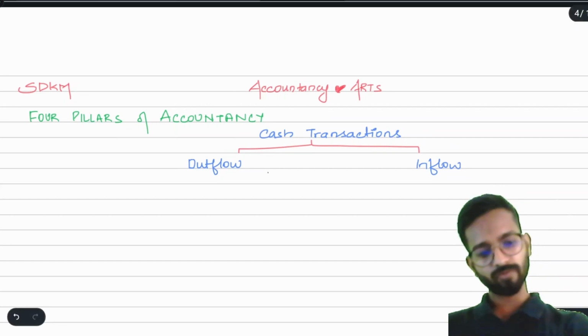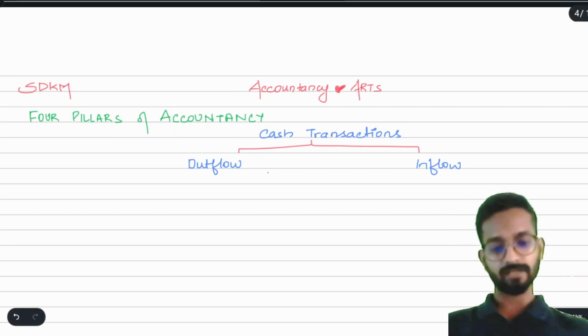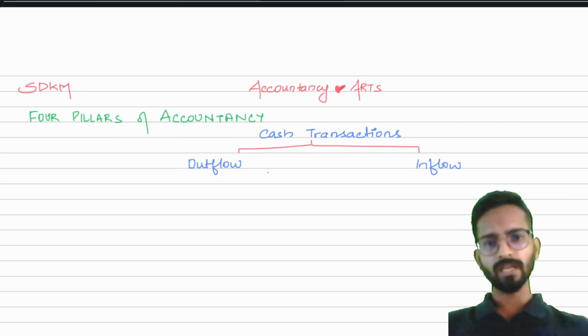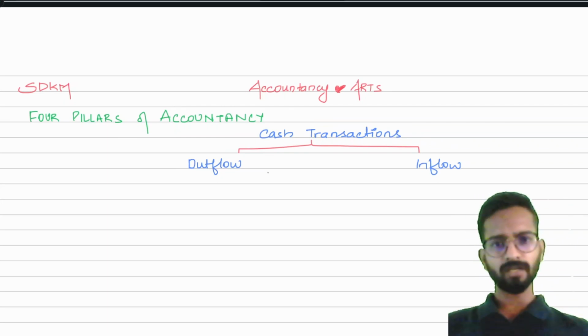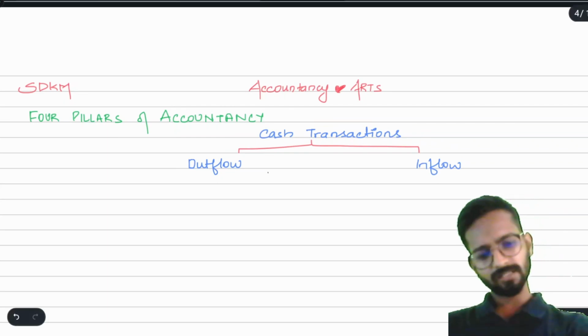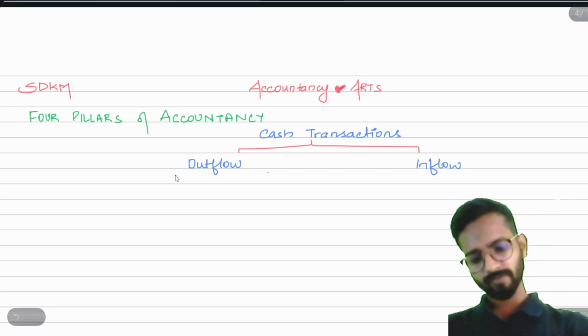Now if I ask you, when will there be outflow of cash? You will say, sir, whenever you are making any kind of payment for salary, rent or any kind of expenses, if you are making payment for a building purchase, or if you are making payment to purchase land or furniture, then you can call it an outflow of cash. So I can say that outflow of cash will be whenever there are payments.